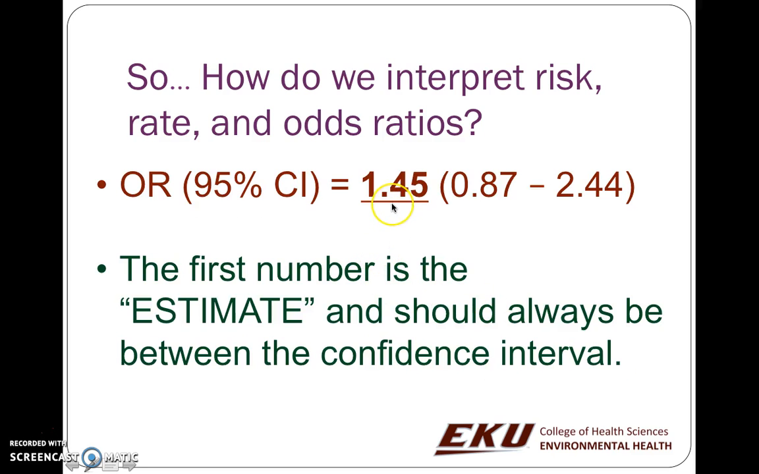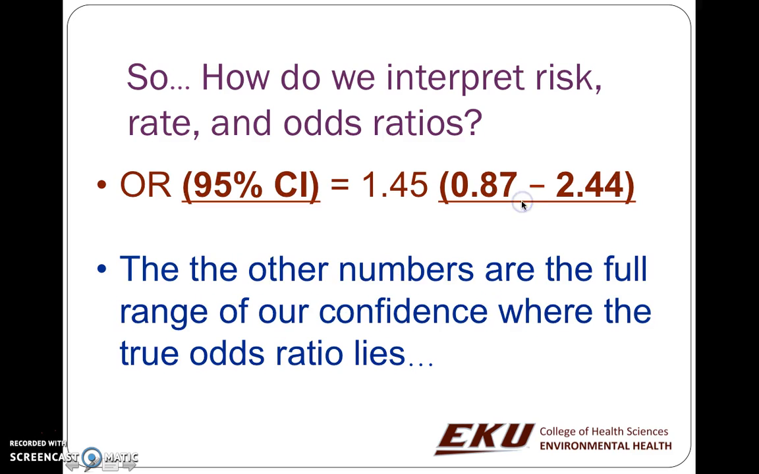This first number, the 1.45, this is our estimate. In this case, it's our odds ratio estimate. But if this was a risk ratio, it could be a risk ratio estimate. So it's our estimate. And this number should always be contained inside the 95% confidence interval. That does not make it significant or not that this falls in that range. It should always be in that range. If it's not in that range, it's a mistake.